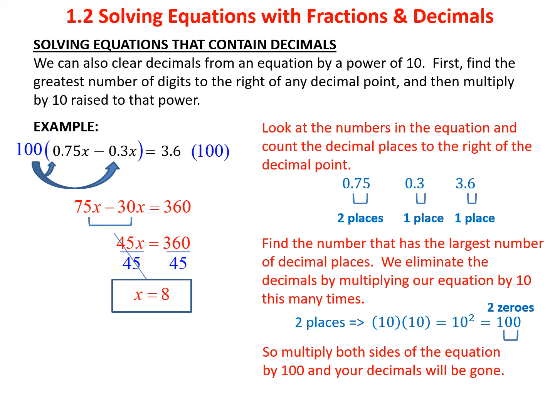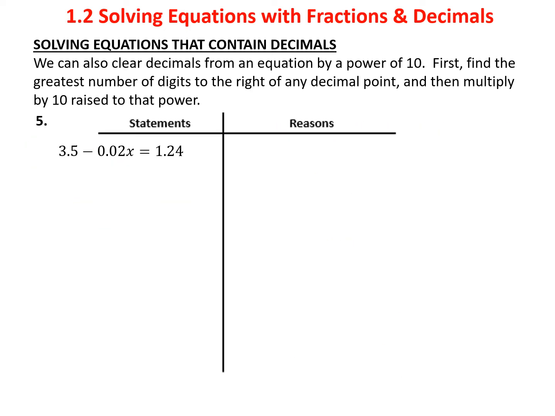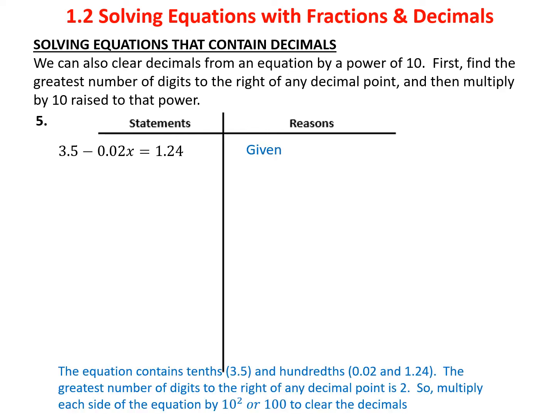So let's try it with our example on your worksheet. So in our example, we notice there's our given equation, but as I look at it, I see that the first number, 3.5, is in tenths, the 0.2 is in tenths, and I also have 1.24 in hundredths. So you can see the largest number of decimal places is 2 again, just like the example before. So we're going to multiply by 10 squared, or 10 times 10, 100, to remove the decimals. So we're going to multiply both sides by 10 squared or 100.